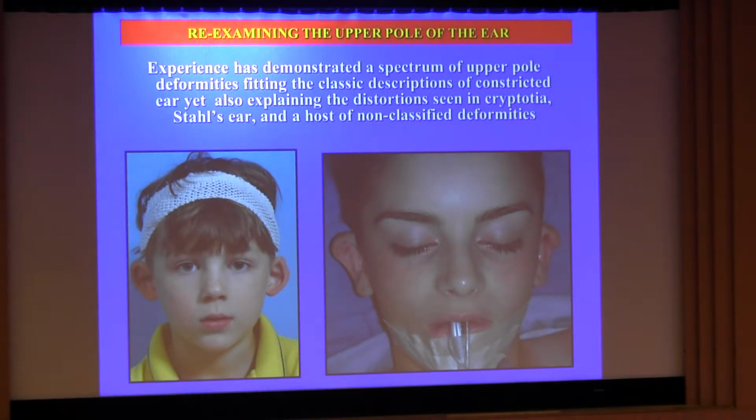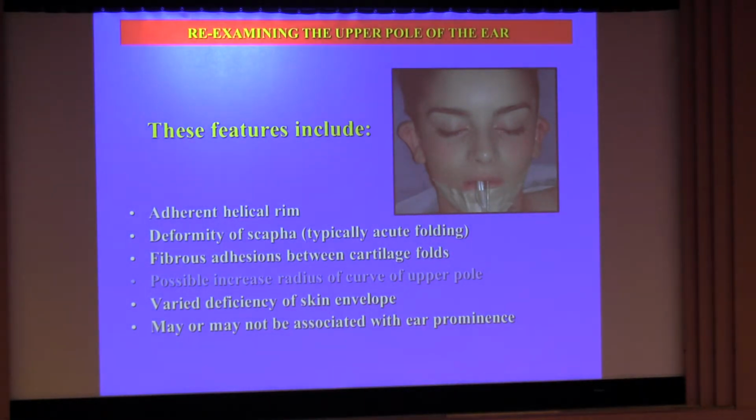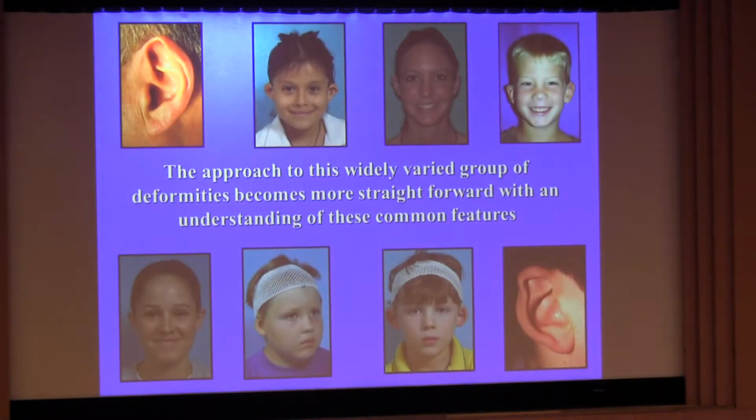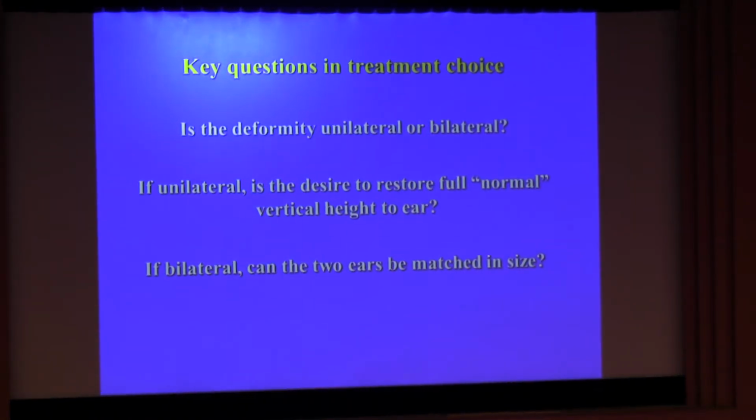As you move on to the upper pole ear deformities, this whole host of other deformities have in common some adherence to the helical rim deformity, the scapha, fibrous adhesions of the cartilage, their varying degrees of skin cartilage envelope deficiency, and they may or may not have prominence. If we see what they all have in common, starting with constricted ear, really what we know is that there is some degree of skin deficiency.